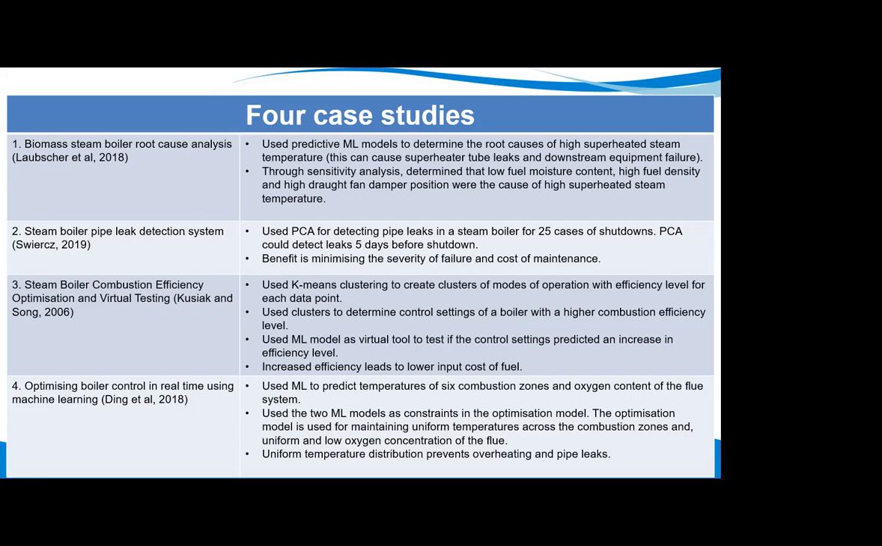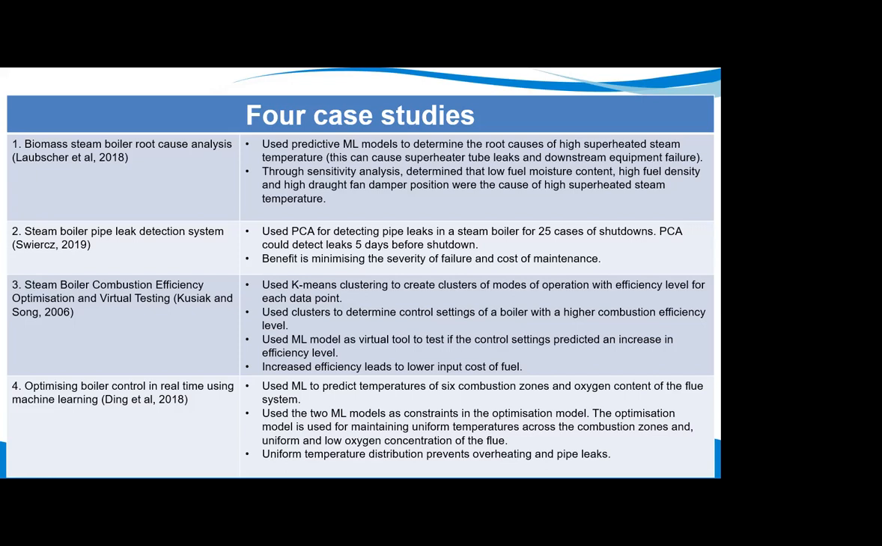And they would use another machine learning model, a predictive machine learning model, as a virtual tool to test if the control settings predicted an increase in efficiency level. Essentially, the machine learning model that they used as a virtual tool could predict an increase in efficiency level. And as I've said previously, an increased efficiency level leads to lower input cost of your fuel. And that fuel can be coal, can be a nuclear fuel, or can be natural gas.